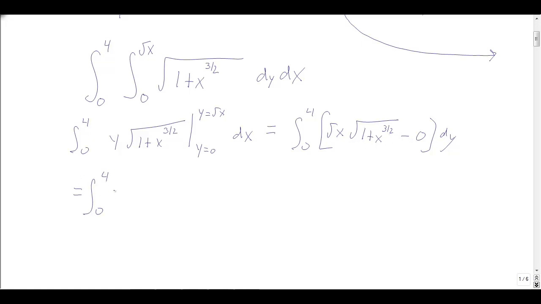Okay, now let's just rewrite this. I'm trying to integrate from 0 to 4. I have x to the 1 half, since the square root of x is x to the 1 half, times 1 plus x to the 3 halves, all to the 1 half.